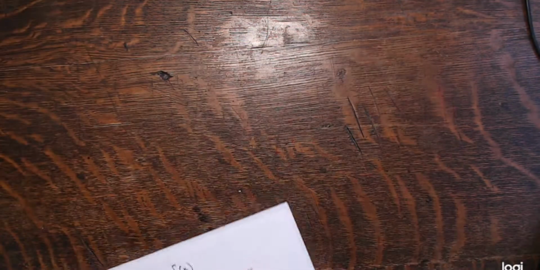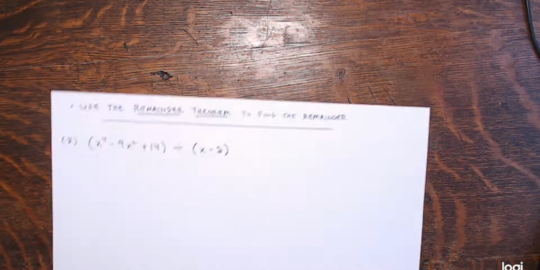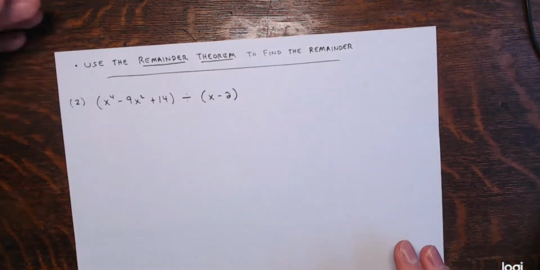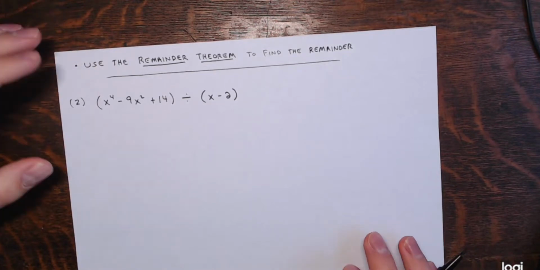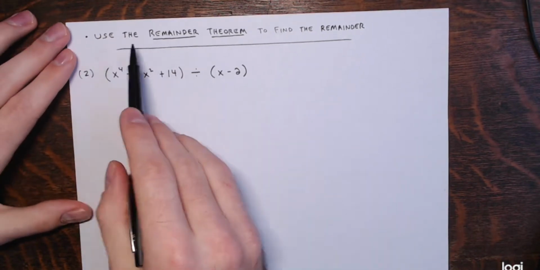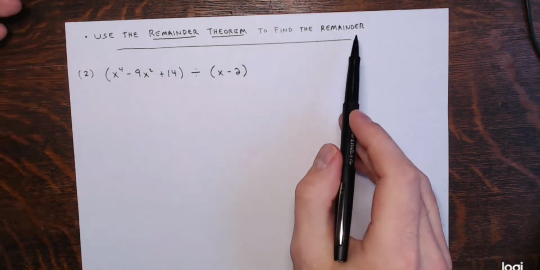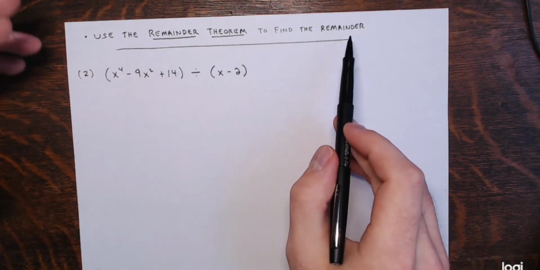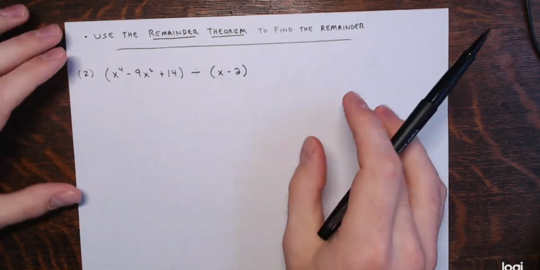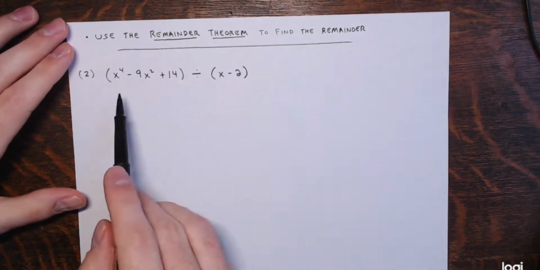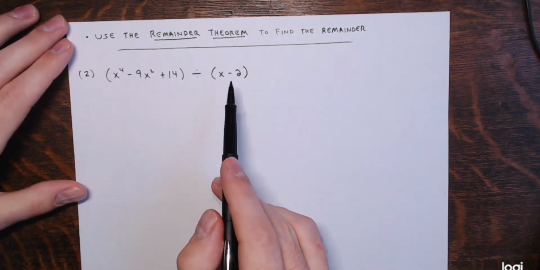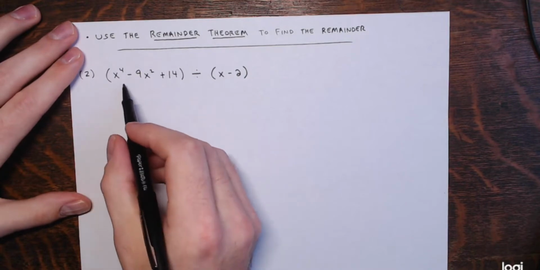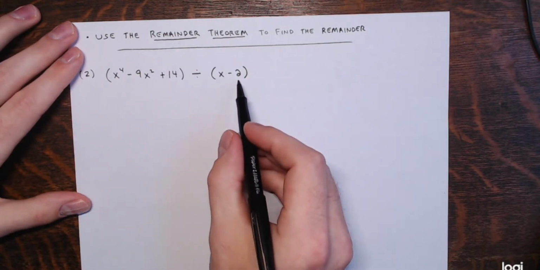So what we're doing here is synthetic division. If you remember synthetic division from section 5.4, you should have no problem with this. So again, use the remainder theorem to, now it says find the remainder. Alright, so this is kind of flipping it around on us. Here I have a division problem. We have x to the 4th minus 9x squared plus 14 divided by x minus 2.